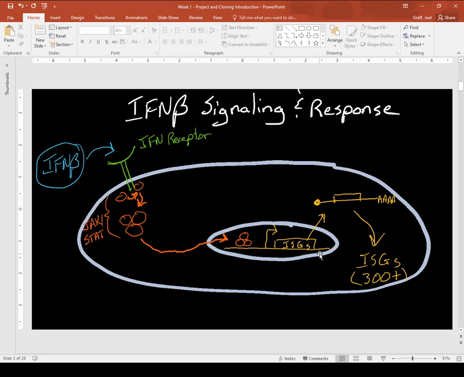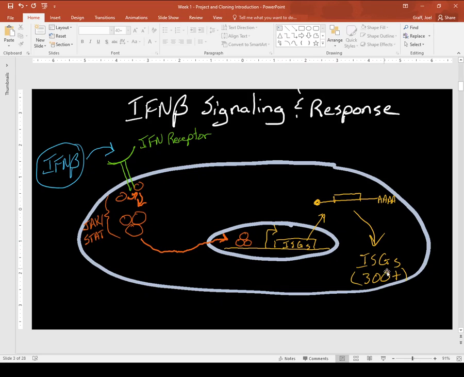So a huge number of genes, collectively known as interferon stimulated genes, are transcribed and made into interferon-stimulated gene proteins. And these proteins, it depends on the cell type you're dealing with and other factors, but it could be up to 300 different genes are upregulated in response to interferon beta binding to its receptor.